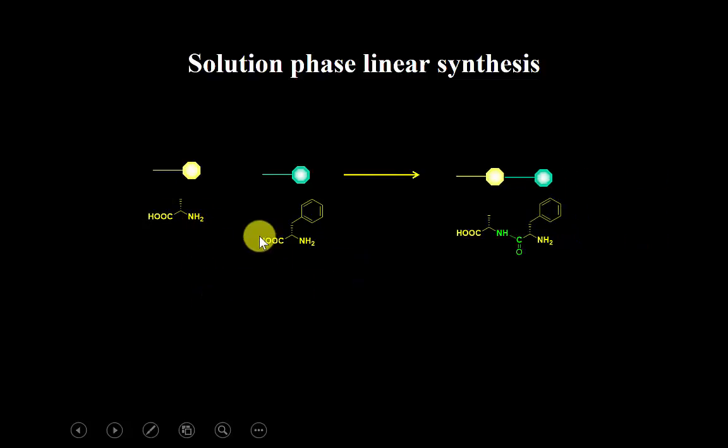Now let's say we want to make a couple here, an alanine-phenylalanine dipeptide. But if you mix these two molecules in solution phase chemistry, then your end result can be not only alanine-phenylalanine, it can be the reversed order, phenylalanine-alanine.